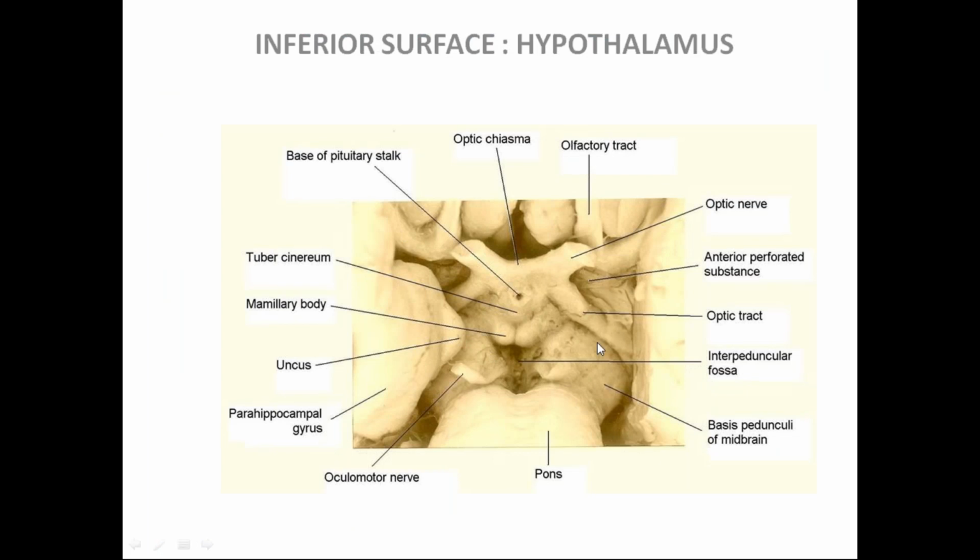So the inferior surface of the brain that we see here: this is the optic nerve, this is the optic chiasma, these are the optic tracts. This is the anterior perforated substance, these swellings are the mammillary bodies, this is called the median eminence, and this is the base of the pituitary stalk.